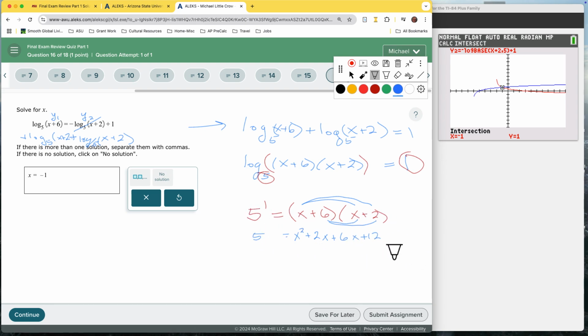We have a quadratic. We'd like to get one side equal to 0, so we'll subtract 5 here, subtract 5 here, and then we'll also clean up, we'll add these like terms together. We end up with x squared. 2x plus 6x is going to give us 8x. 12 minus 6 gives us plus 6. That all equals 0. Okay.